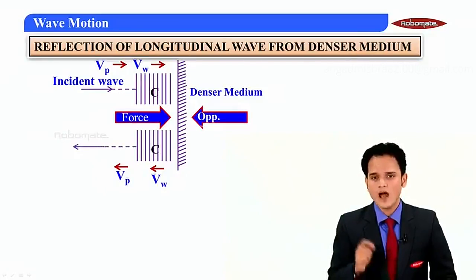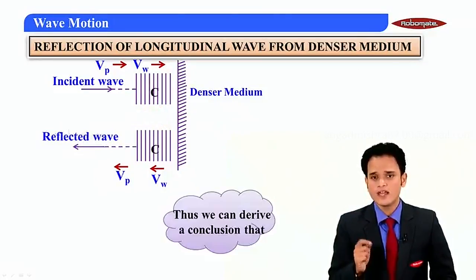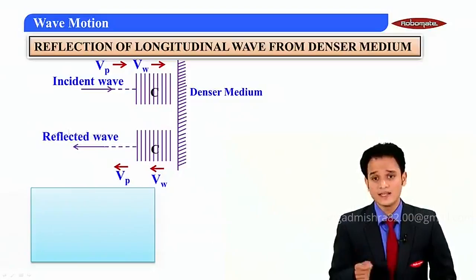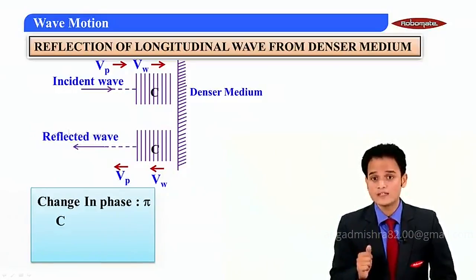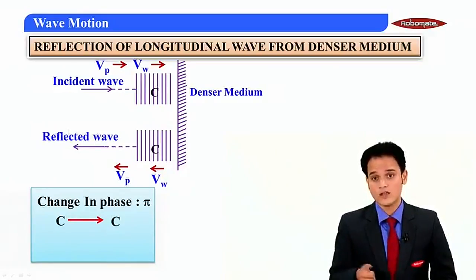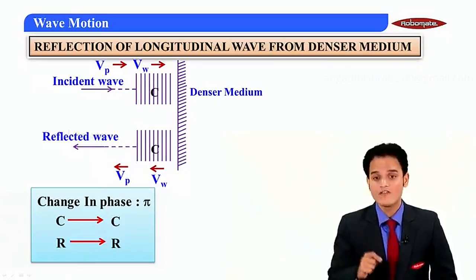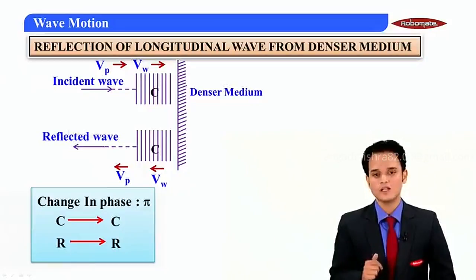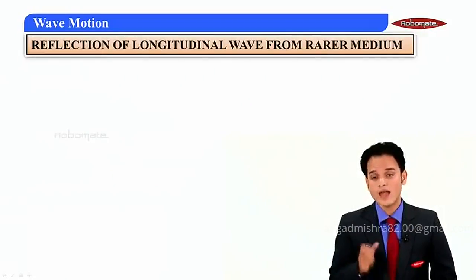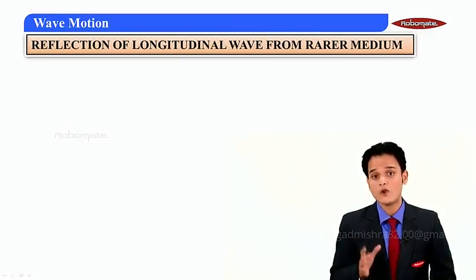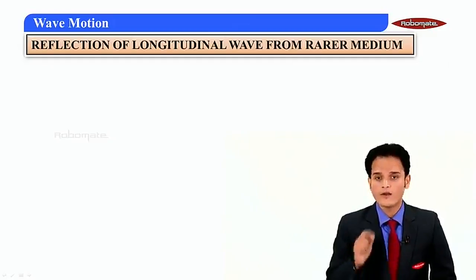So students, out of this reflected wave, can I conclude that there is going to be change in phase? So that means a compression will be reflected as a compression and a rarefaction will be reflected as a rarefaction. Now students, let us go ahead and understand the reflection of a longitudinal wave from a rarer medium.